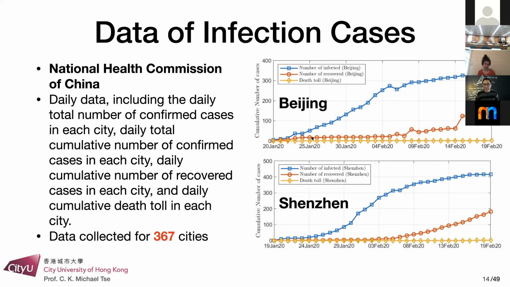In fact, the data that is available basically only includes the number of infected cases, or strictly speaking, the number of confirmed cases. There are people who were not confirmed, but basically they're infected. Later on, I'll tell you how we deal with that situation, which is normally referred to as information loss or information latency. Here are two examples showing Beijing and Shenzhen: the number of infected cases, number of recovered cases, and death toll. We have all this information for 367 cities on a daily basis.